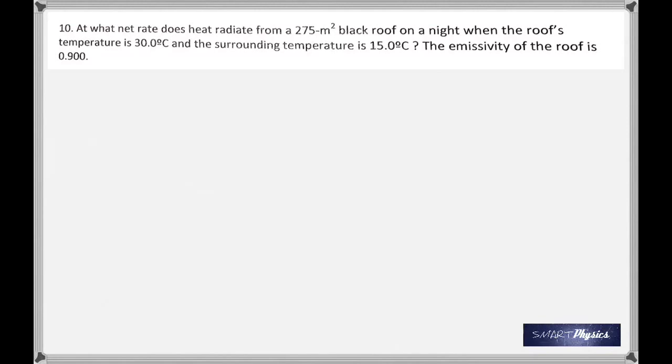Which brings us to the last question. At what net rate does heat radiate from a 275 meter squared black roof for a night, when the roof's temperature is 30 degrees Celsius, surrounding is at 15, emissivity of the roof is 0.9? Now, this is the third part of the chapter, and here we're talking about radiation. And the formula for radiation, heat radiated per second, Q by T, is E sigma A times T2 raised to 4 minus T1 raised to 4.